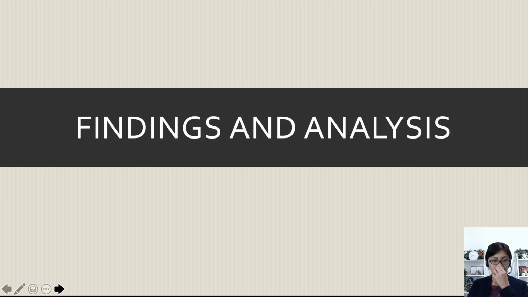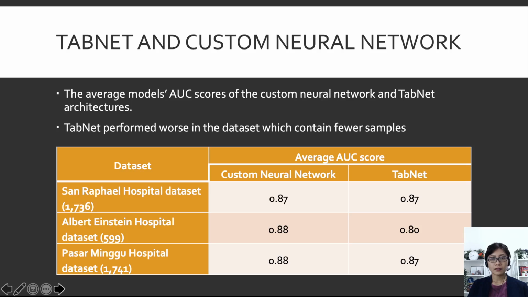The findings and analysis. TabNet and custom neural network. The average model area under the curve score of the custom neural network and TabNet architectures is shown in the table. From these three datasets, our custom neural network results in an area under the curve of about 87-88%. TabNet is also similar, 87%, and for the Albert Einstein it is not quite as good because it's lower, only 80%.